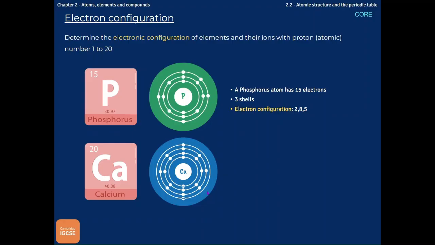If we look at calcium, right, it's going to need a 4th shell because it has 20, right? So 2 in the first, 8 in the second, 8 in the third, and then it's going to need 2 in the very last shell. So it's 4 shells, electron configuration of 2, 8, 8, 2. So this is basically just telling you where your sets of electrons are going within your atom.